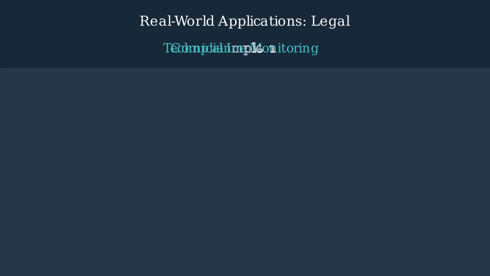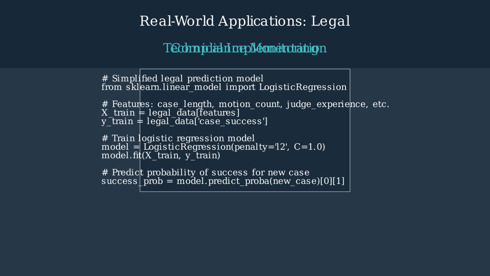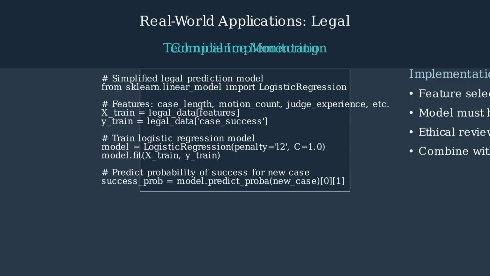When implementing logistic regression for legal applications, a typical model might look like this simplified code example. Successful implementation requires careful feature selection, regular model retraining, ethical review to prevent bias, and integration with domain expert knowledge.